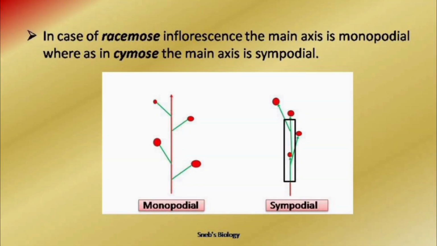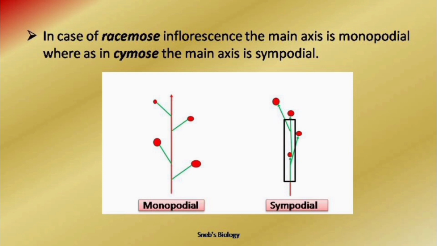Now come to the third thing. In racemose inflorescence, the main axis grows continuously and the branches which are given out are lateral. That means the flowers or branches arise laterally. In this case, the main axis develops from one single main axis, and that's why we call it monopodial. The axis is made up of only one straight structure, so we call it monopodial.